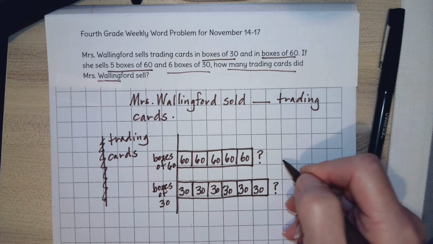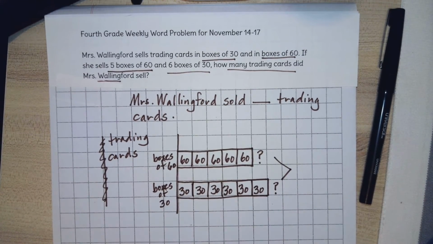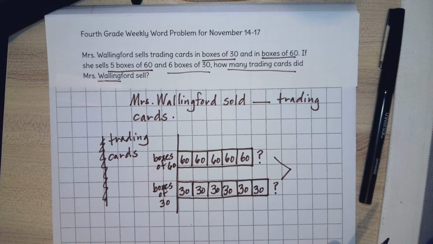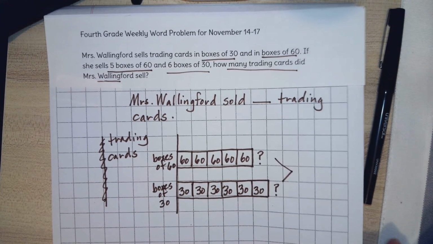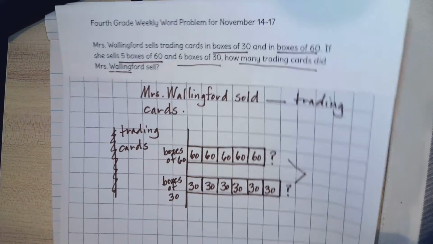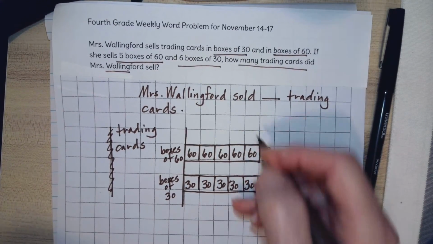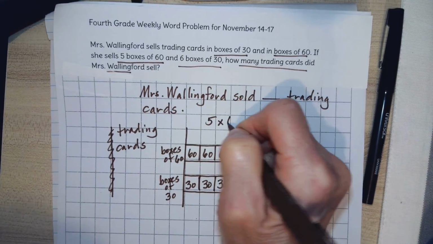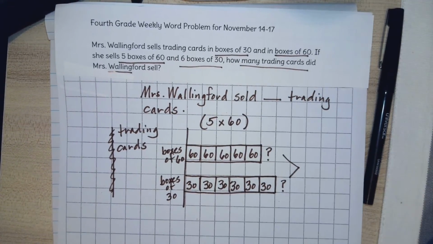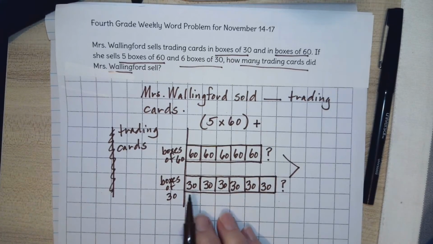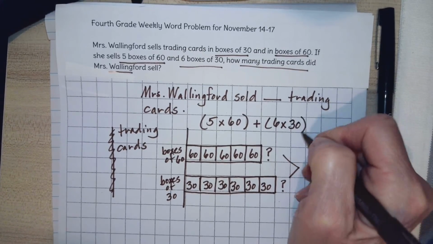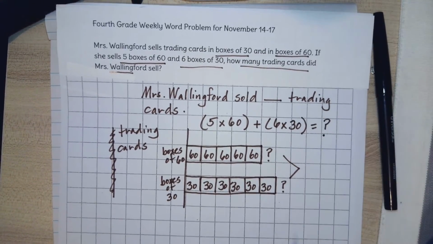Okay, so we need to find the total of trading cards, but first we have to find the total of trading cards sold in the box of 60 and the box of 30, and then we'll have to add them up to find our answer. So if I wanted to write an equation for this, my equation would be, I need to do 5 times 60, and I'm putting it in parentheses, plus 6 times 30, that's going to give me my answer.